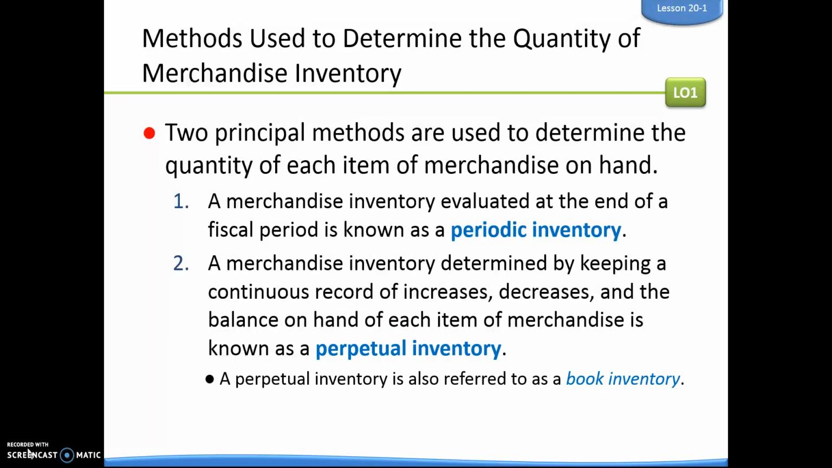So there are two principal methods that are used to calculate the quantity of each item of merchandise on hand. The first one is called a periodic inventory, and that's where a merchandise inventory is evaluated at the end of a fiscal period. So you get to the end of the period, you look at all of the items that you have on hand, you count up their quantity. That's called a periodic inventory. A merchandising inventory that is determined by keeping a continuous record of increases, decreases, and their balance on hand is called a perpetual inventory. You might also hear it referred to as book inventory. We're most of the time going to refer to it as perpetual, because you're perpetually doing it. It's a constant process instead of one done at the very end of a fiscal year.